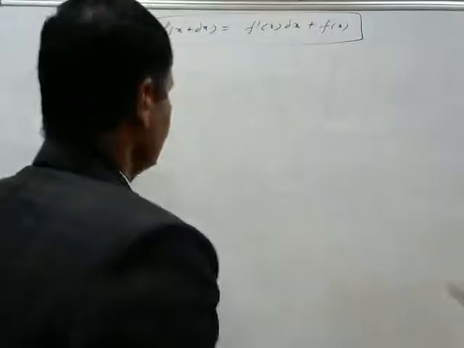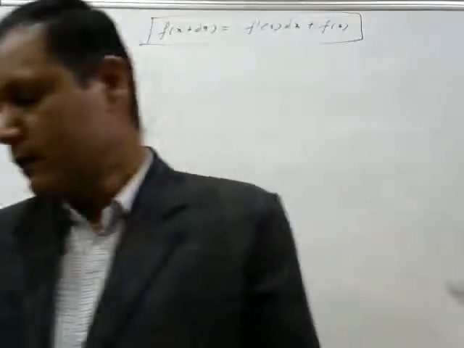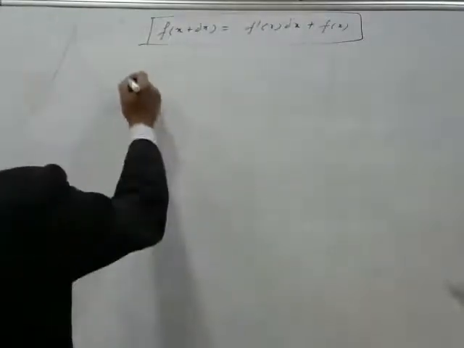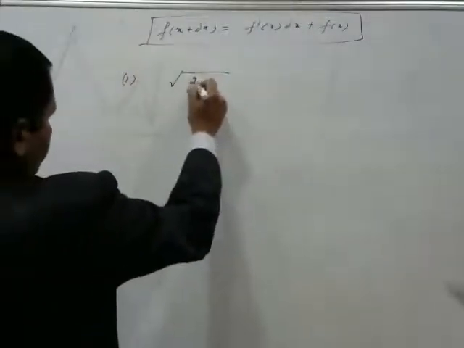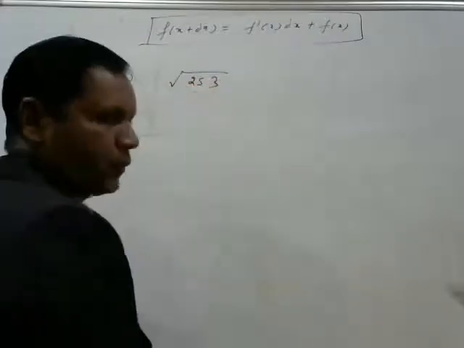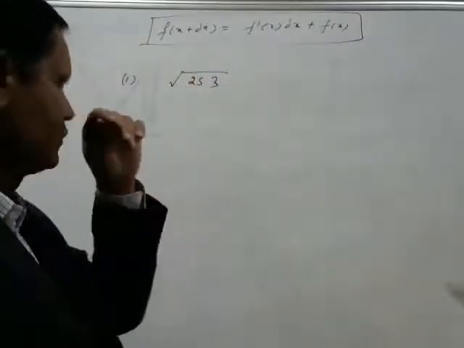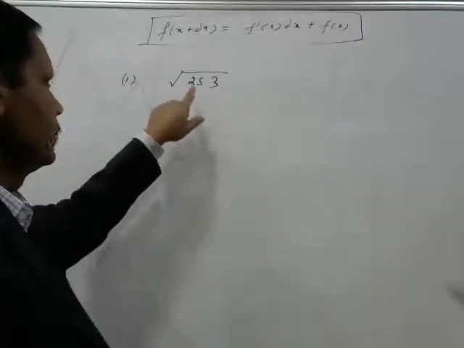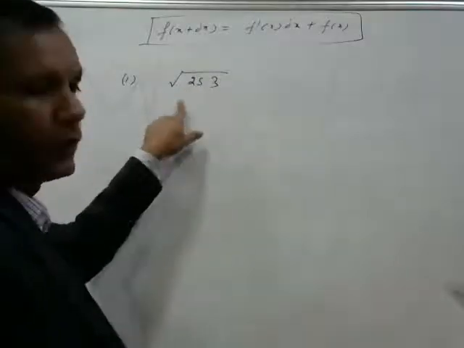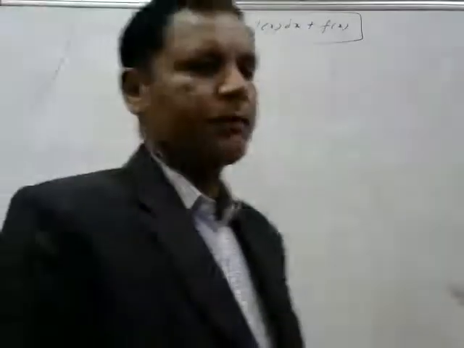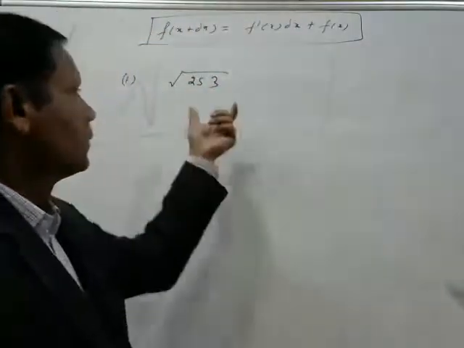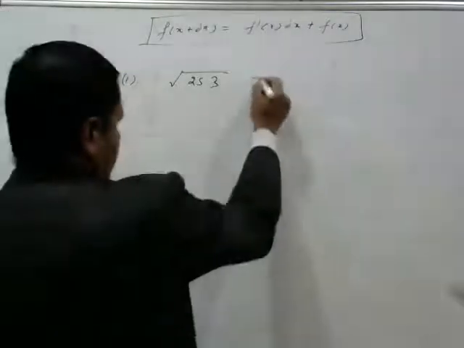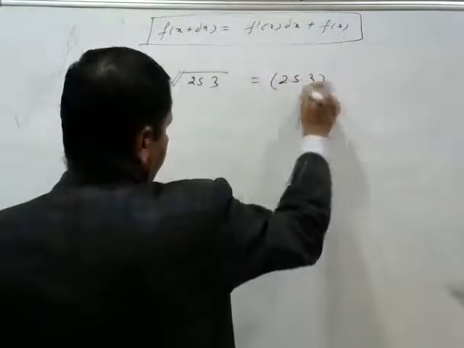See now in exercise 6.4, we have many questions, right? Suppose the first question we have: find the approximate value of under root 25.3. So first of all, you think which type of function it is. It is a function of order 1 by 2. That means under root 25.3 is given there, and you are asked to find the approximate value of this term using approximation, right? Here the power, which I can write 25.3 to the power 1 by 2.